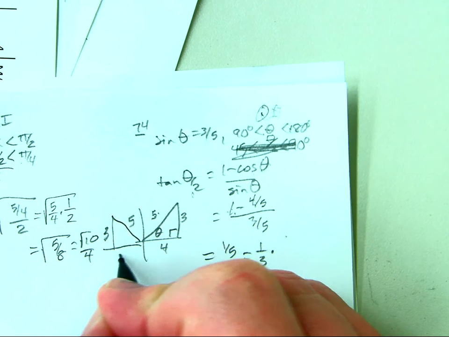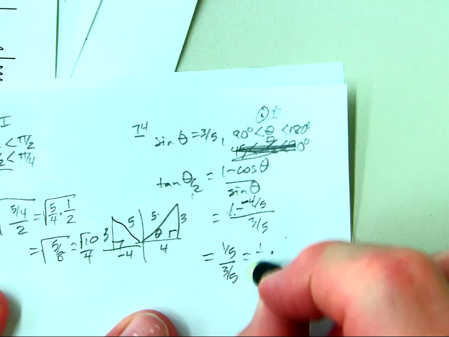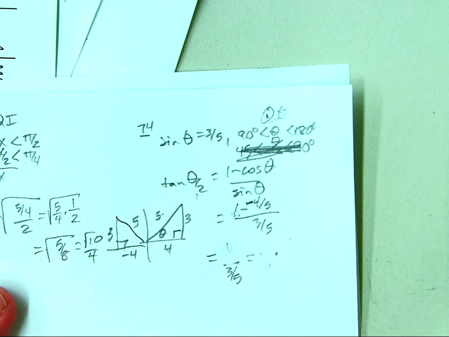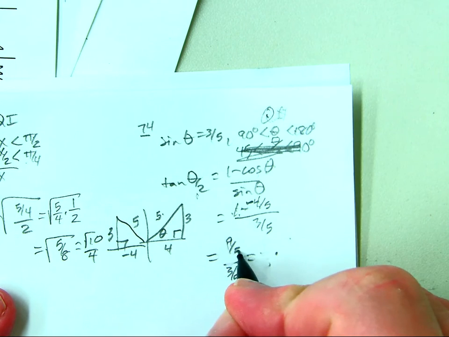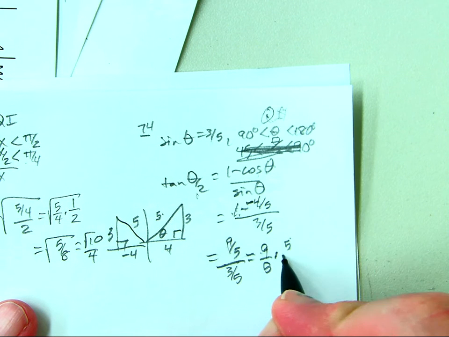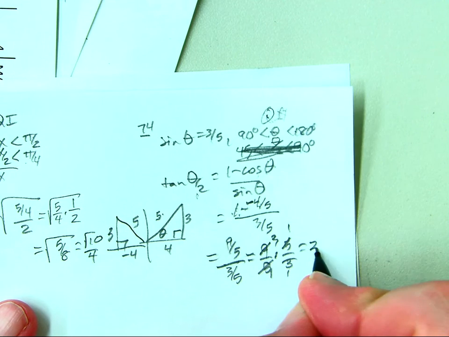So that'd be 3, 5, and negative 4. So this is 1 minus a negative 4/5. So 1 plus 4, that'd be 5/5 plus 4/5 is 9/5. Now if we take the top times the reciprocal of the bottom, we can divide top and bottom by 5. We can divide top and bottom by 3. We end up with 3 for an answer.